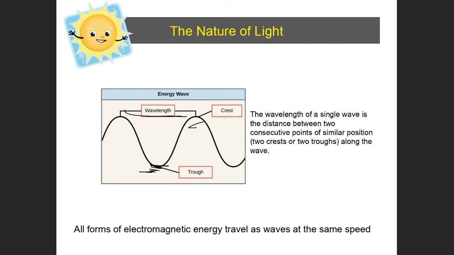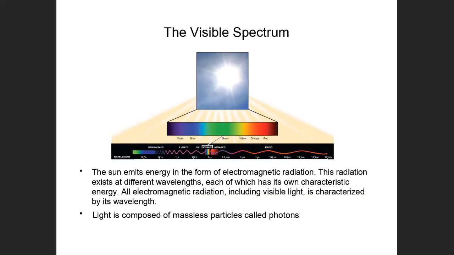So therefore, all forms of electromagnetic energy travel at the same speed. All right? Look at the wavelength for the blue over here. Look at the wavelength for the purple. They all travel at the same speed. Look at the wavelength for the red. They're different, right? Their crests and troughs are different. Look at the crest and trough for the red, and the crest for the purple. You know, it's different. But all the electromagnetic energy travels at the same speed.